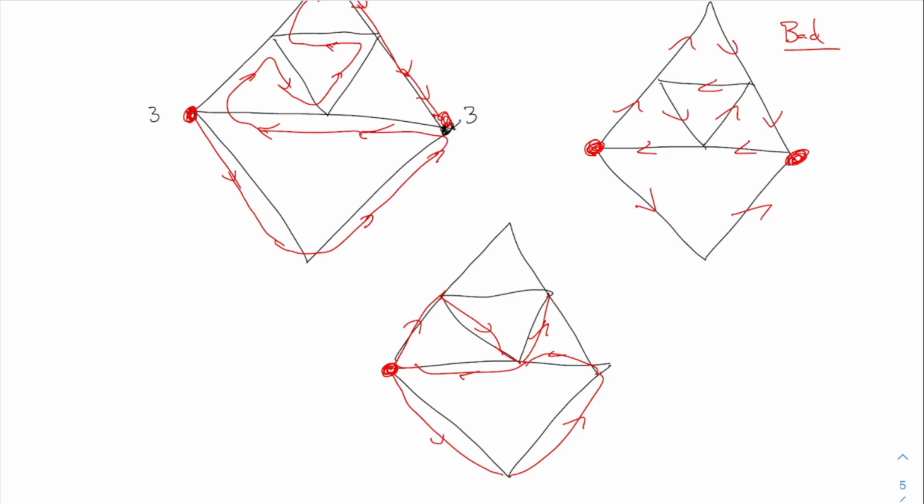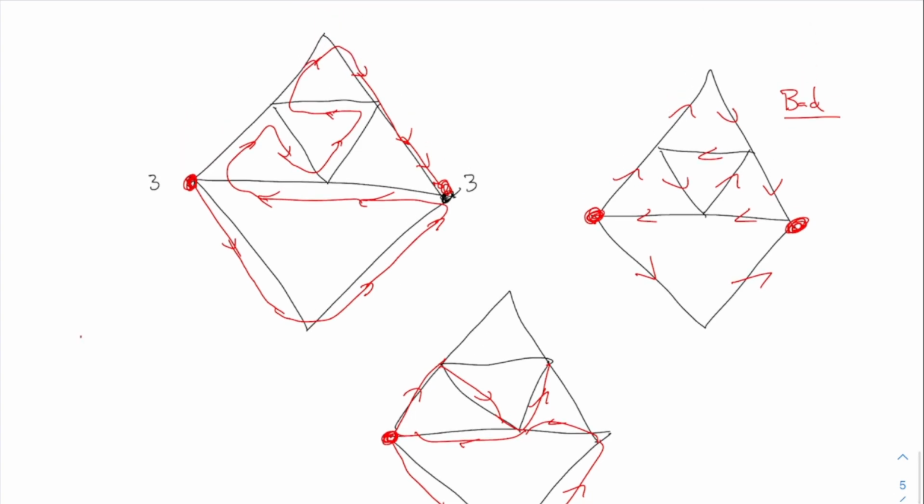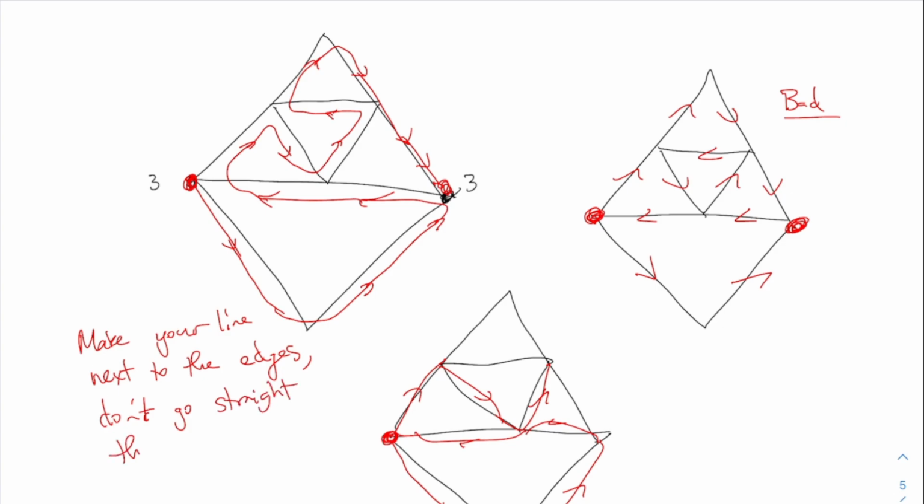So my drawing lesson is make your line next to the edges and don't go straight through the vertices.